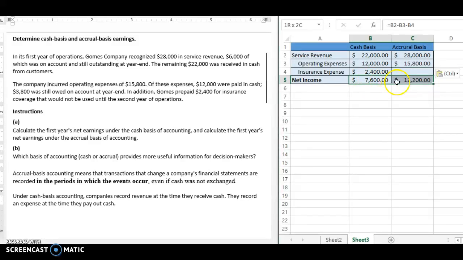And so we now have the solutions for A, and then which basis of accounting provides more useful information for decision makers. Again, I would say accrual basis, because it gives a more realistic picture of when the things occur and what they're for. So this will carry over into the other balance sheets and so forth.